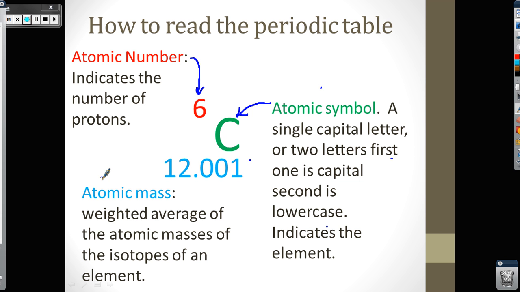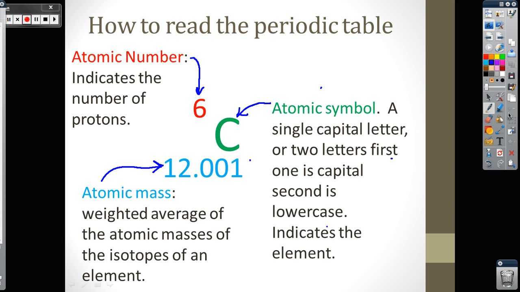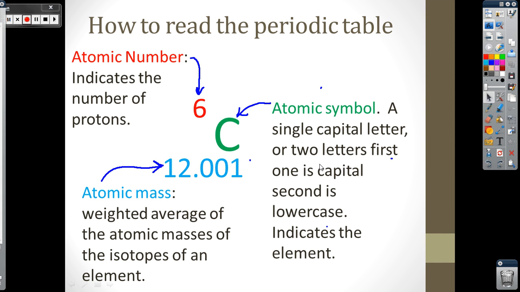Then we have the atomic mass, and the atomic mass is here. That number looks a little bit scary, but it's really not. It's actually a weighted average of all of the atomic masses of the isotopes of that element. Essentially, what we're going to use it for is to tell us the number of protons and neutrons that are contained in the element that we're talking about. So let's clean this off. We'll go to the next slide.